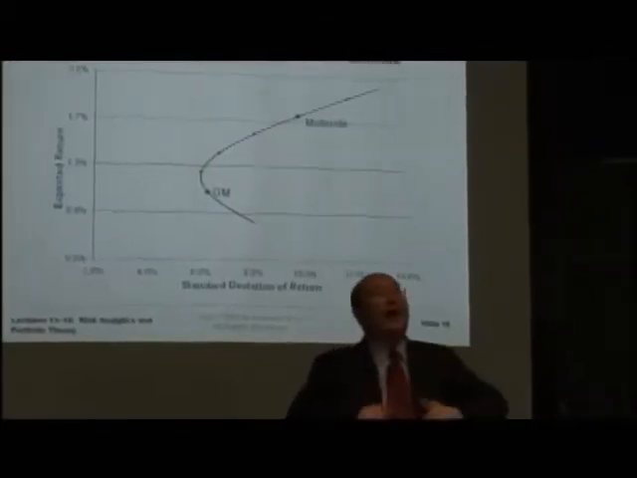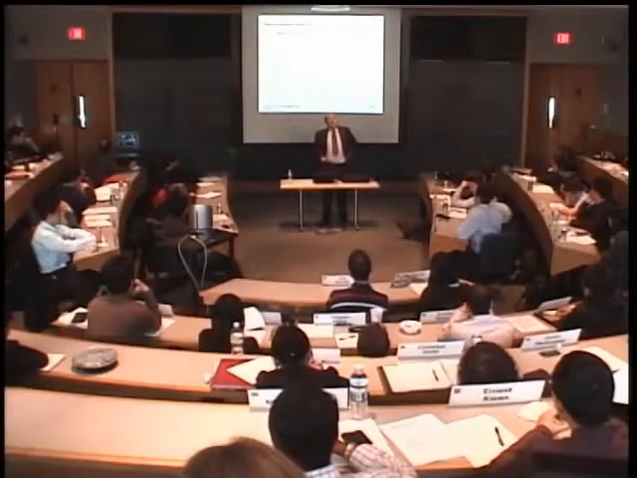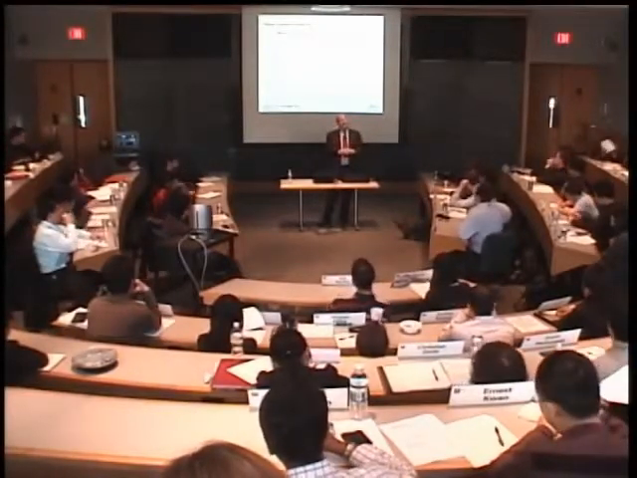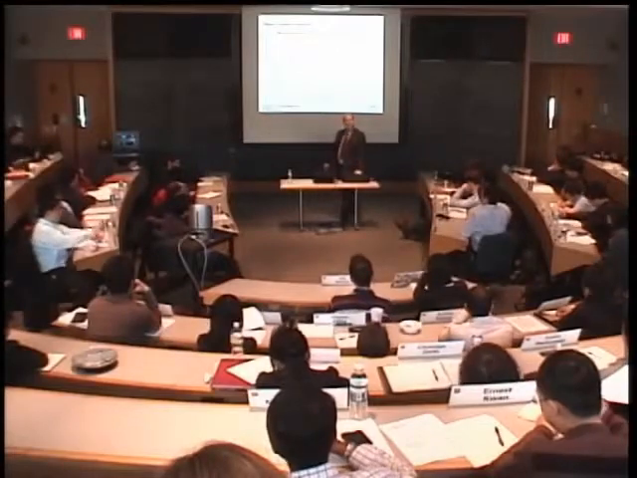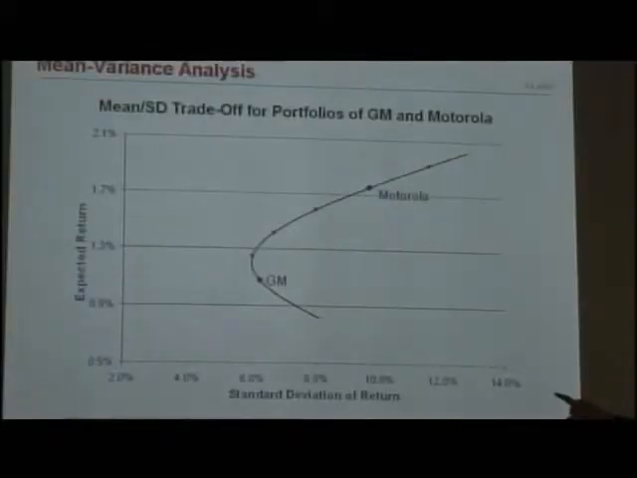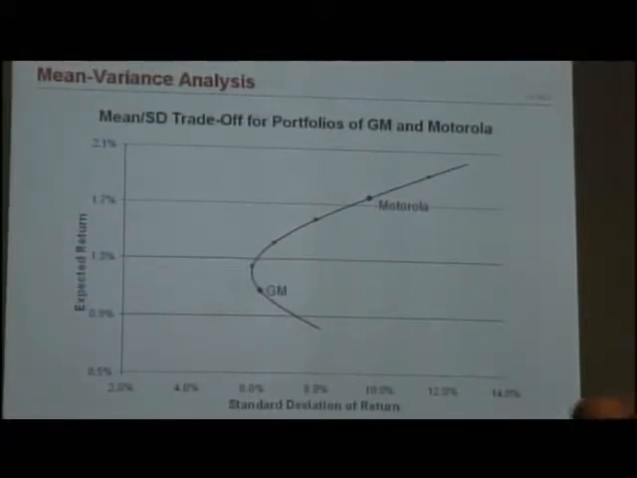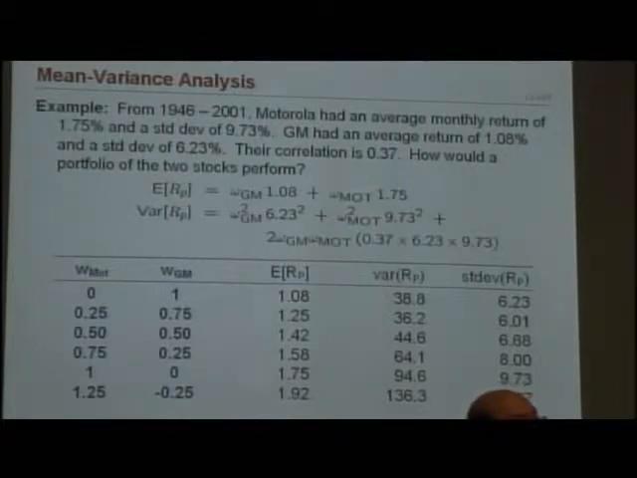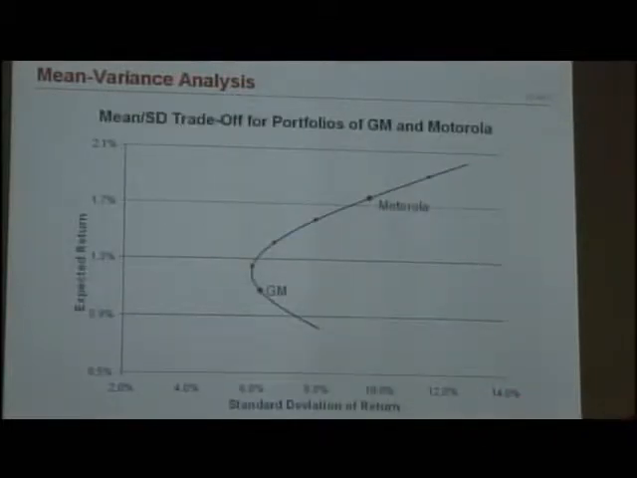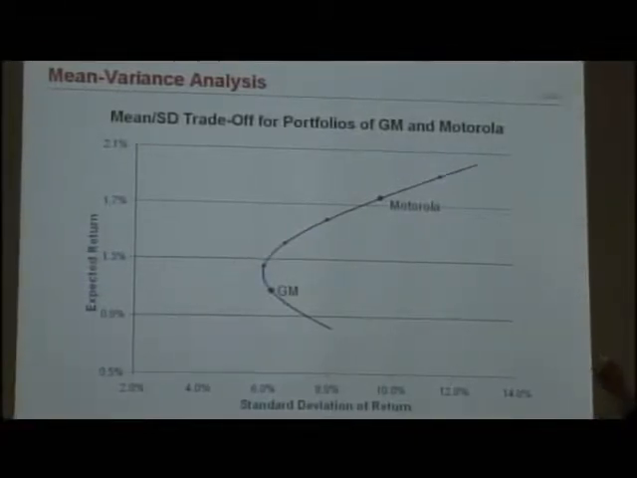Now, let me graph this in that mean standard deviation graph. And you'll see something really interesting. So here's General Motors. And there's Motorola. And what I've graphed with the red dots is just the different combinations of 25-75, 50-50, 75-25, and so on. And so the red dots that are strictly between 0 and 1, where the weights are between 0 and 1, those are the dots contained in that arc between GM and Motorola.